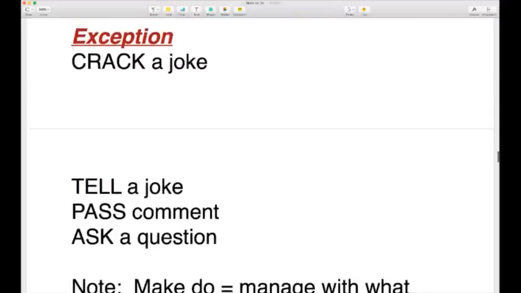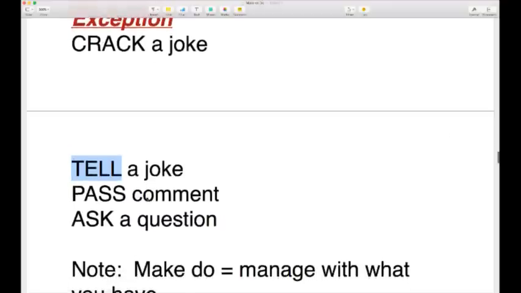Okay, let's look at exceptions. You can make a joke, but you can also say to crack a joke or to tell a joke. So all these different options: to crack a joke, to tell a joke, to make a joke. You can also pass comment. It's very similar to make comment, to pass comment.